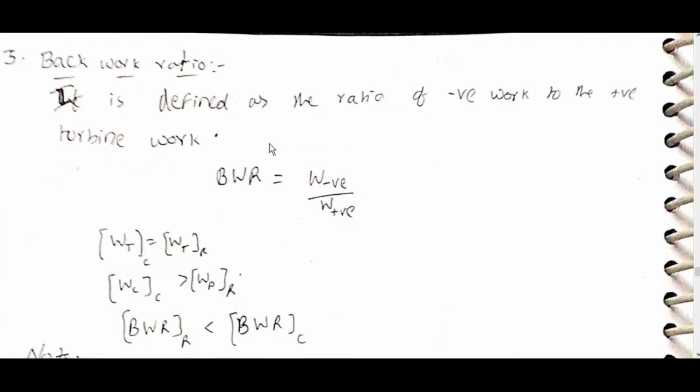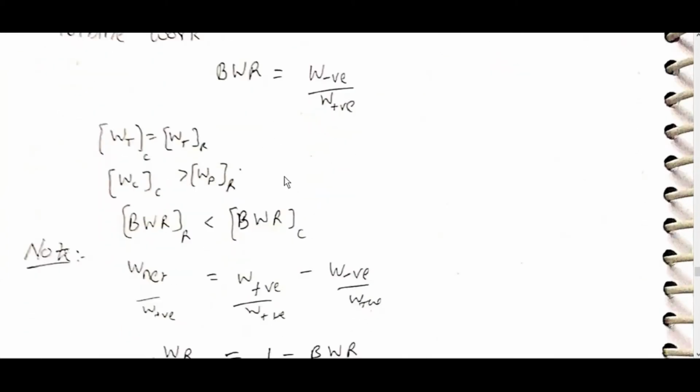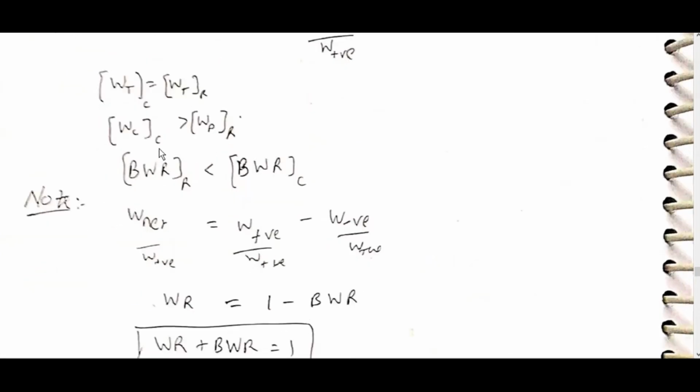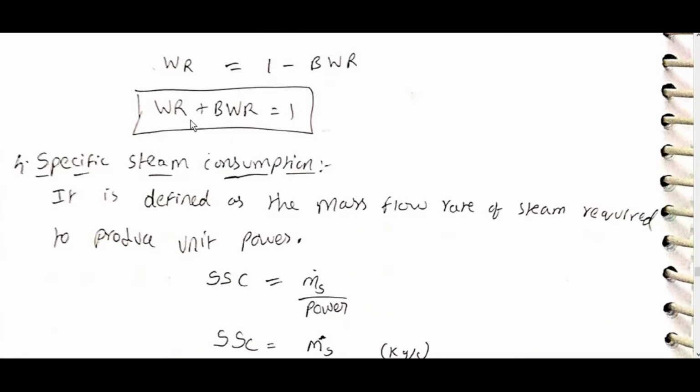Back work ratio is defined as the ratio of negative work to positive turbine work. Back work ratio is equal to W negative by W positive. The work done by turbine Carnot is equal to work done by turbine Rankine, work done by compressor Carnot is greater than work done by pump Rankine. Back work ratio of Rankine is less than back work ratio of Carnot. W net by W positive is equal to W positive by W positive minus W negative by W positive. Work ratio is equal to 1 minus back work ratio. Work ratio plus back work ratio is equal to 1.